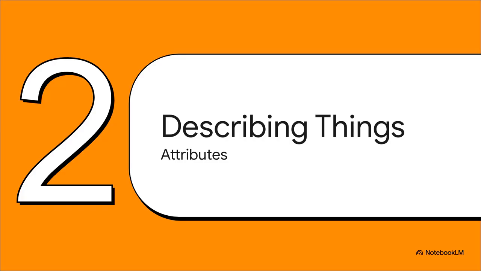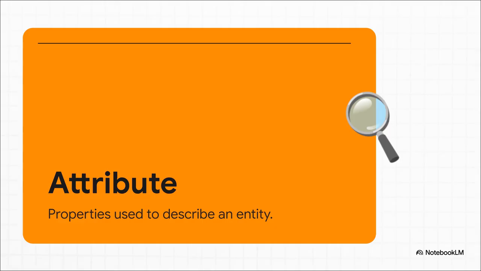Okay, so we've got our main rooms, our entities laid out. But a blueprint with just a bunch of empty boxes isn't very helpful, is it? Nope. Now we've got to add the details. We need to describe what's actually inside each of those rooms. And these details, we call them attributes. An attribute is just a property that describes an entity. So if the entity is our room, the attributes are all its features, like the color of the walls, the size of the windows, maybe the type of door. They're the specific little bits of info that give our entities real meaning.